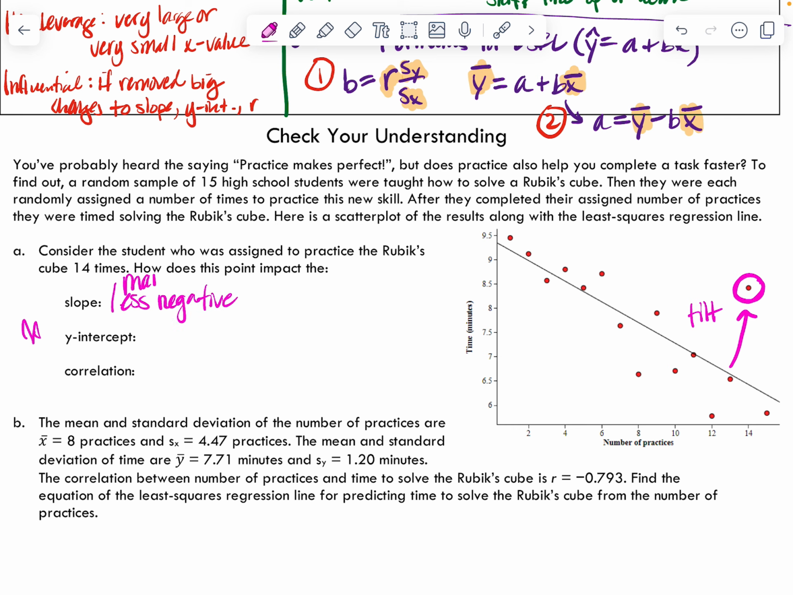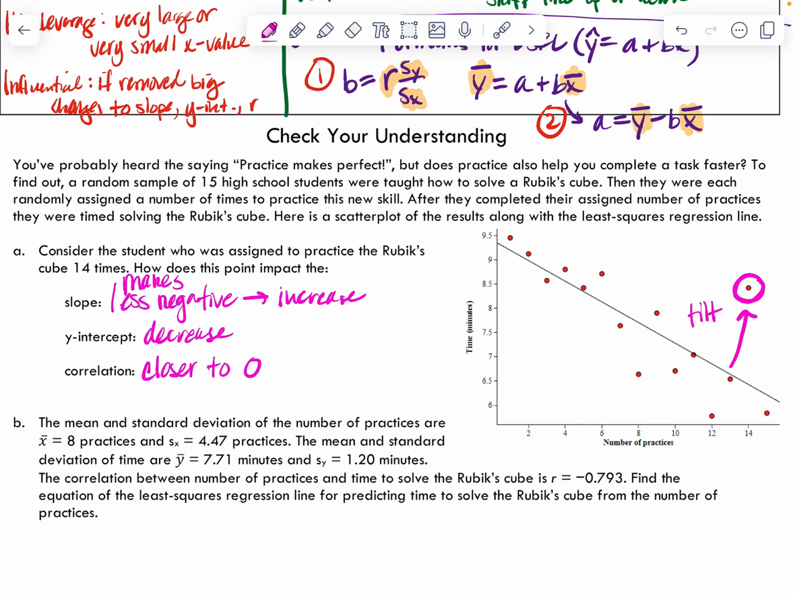The point makes the slope less negative, which means it's causing the slope to increase. The point makes the y-intercept actually lower than it should be, so it's causing our y-intercept to decrease. And the point is causing the correlation to be weaker, which is closer to 0.